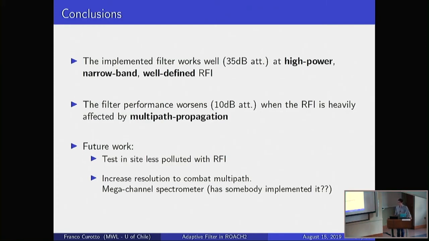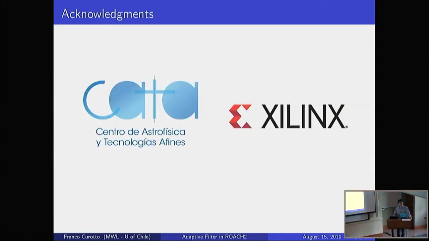So I was hoping to build a mega-channel spectrometer, but I wasn't successful. That's why I have been asking some people if someone has implemented this in ROACH 2. I would like to hear if anyone knows, or I will still be asking. So that's all. Thank you.